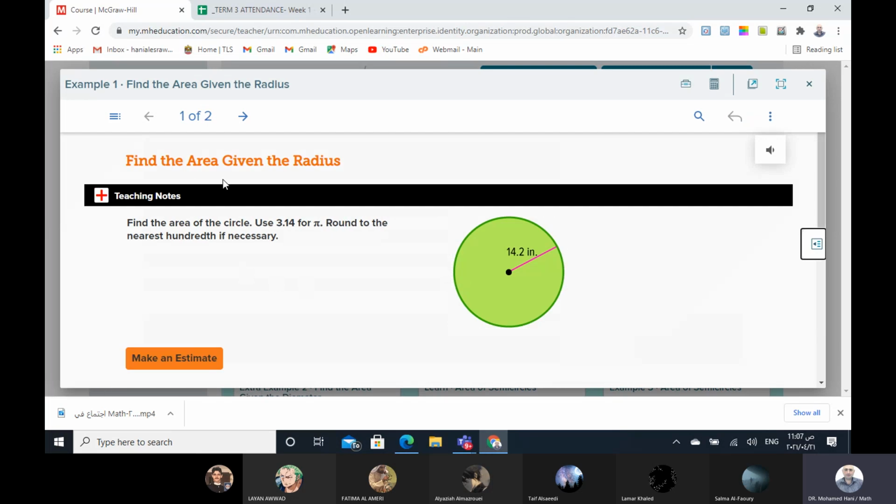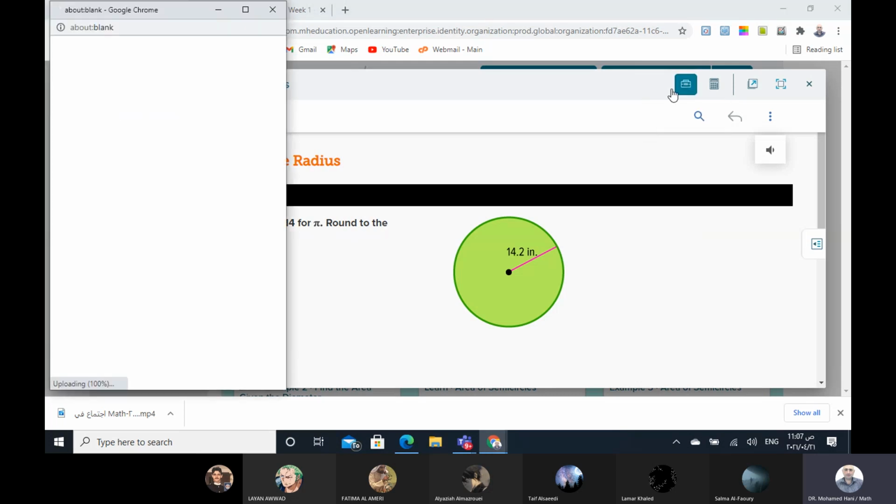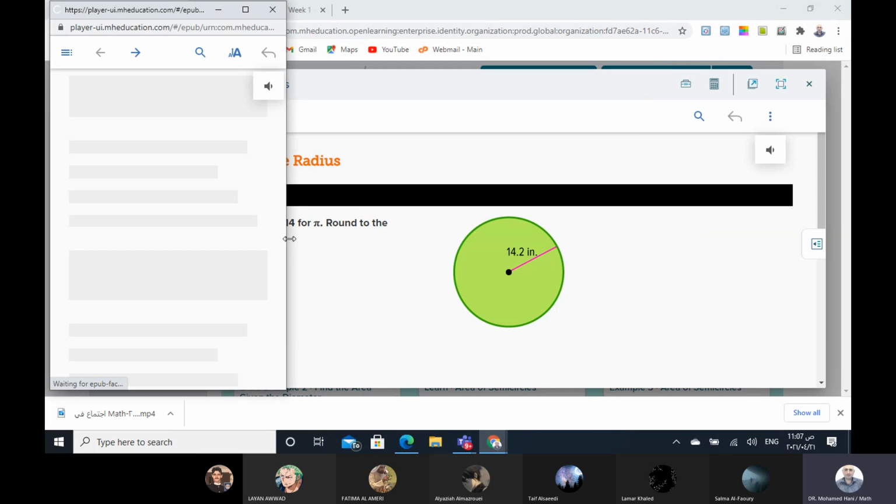Find the area given the radius. Find the area of the circle. Use 3.14 for pi. Round to the nearest hundredth if necessary. As you see now, here we have a circle. This is the center of the circle, and this is the radius. And the measure of this radius will be 14.2 inches. And we want to find the area. So the first step, write the formula.